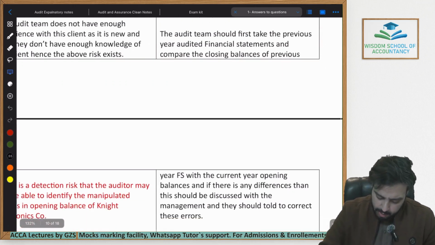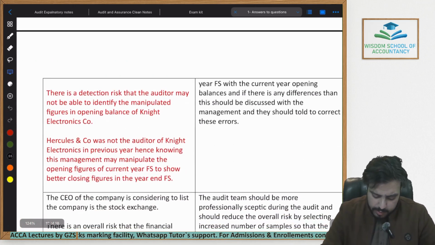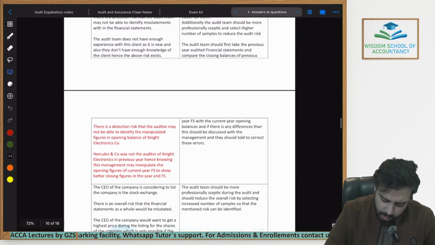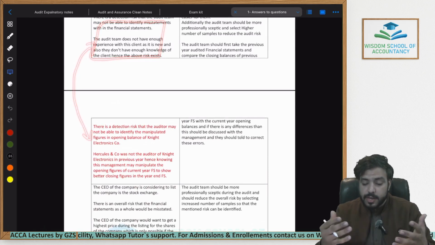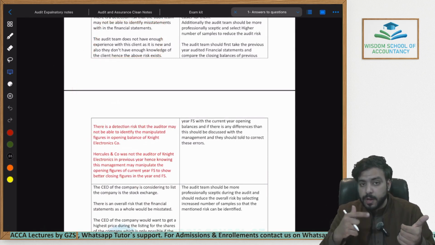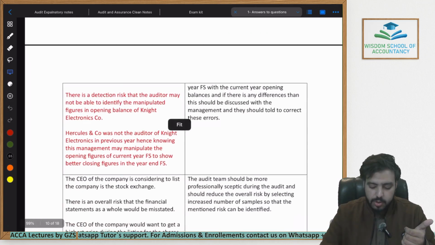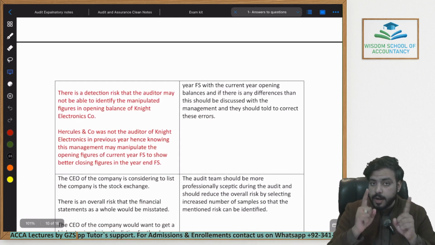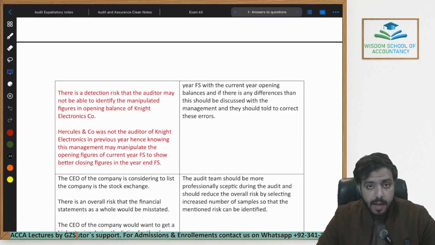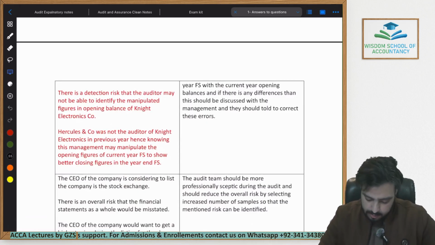Now, coming towards the second risk, I told you within the exam, you can only write down either one, either the first one, that the audit team has no experience, or either the second one, that the opening balances may be misstated because you were not the auditor previous year. You only have to write down one within the exam. The examiner will only give you marks for one thing.